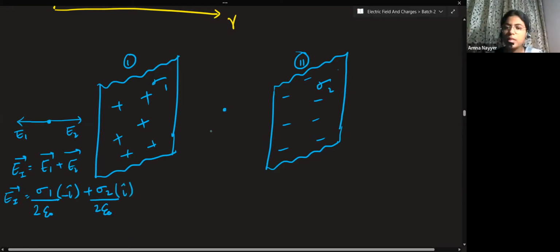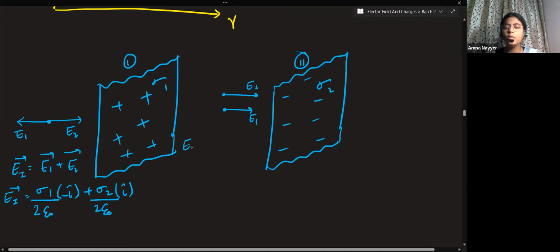If we talk about this point, electric field due to sheet 1, this will be directed away from it. This will be E1. What about E2? E2 is also negative charge, so it is pulling in the electric field lines. So electric field will go towards this. It means the direction of electric field will be this only.